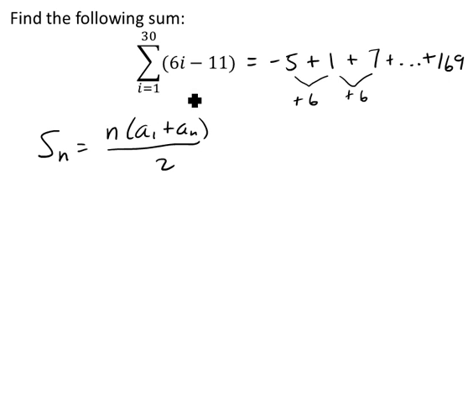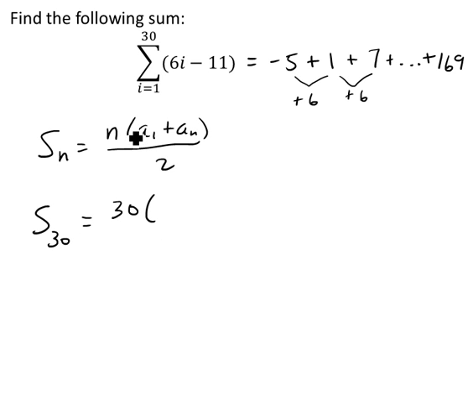So we're adding up the first 30 terms because we start by plugging a 1 in for i and stop when we plug a 30 in for i. And that gives us a list of 30 terms to add together. And so we're specifically looking for S_30. And so we put a 30 in place of the n there.